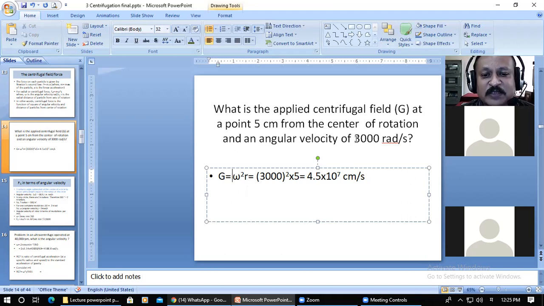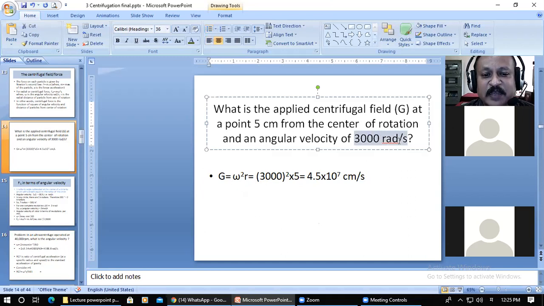Omega is given to us, that is 3000 radian per second. So 3000 square multiplied by the radius, that is 5 centimeter. Is it right? And then if you solve this particular problem, it comes to 4.5 into 10 raised to 7. The unit is centimeter per second.